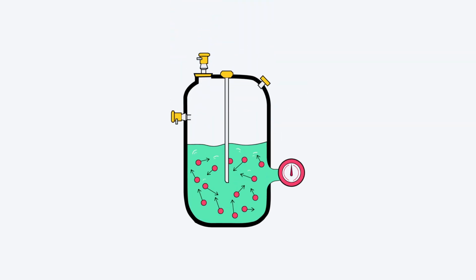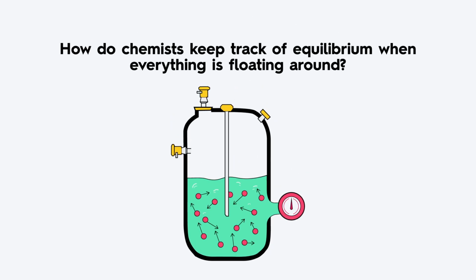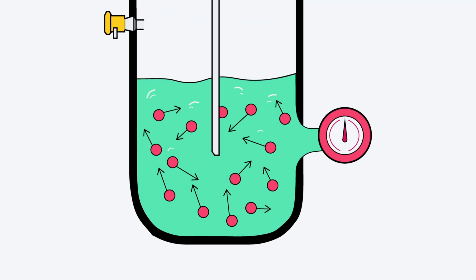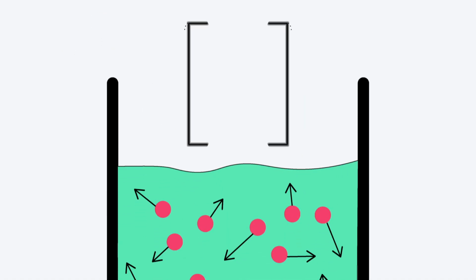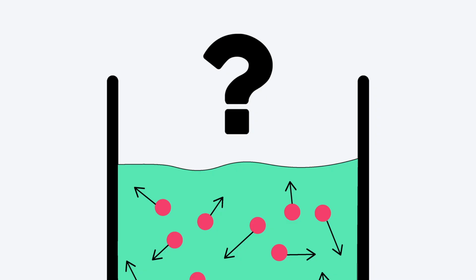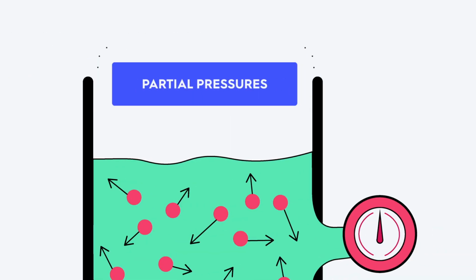When reactions involve gases, measuring concentration isn't always practical. So, how do chemists keep track of equilibrium when everything is floating around? In gas reactions, particles spread out to fill the container. That makes the concentration hard to pin down, but the pressure they exert is easy to measure.